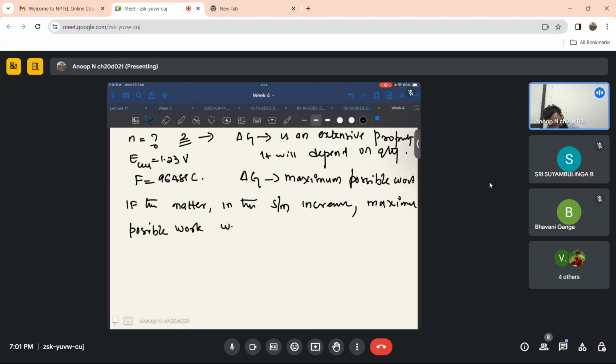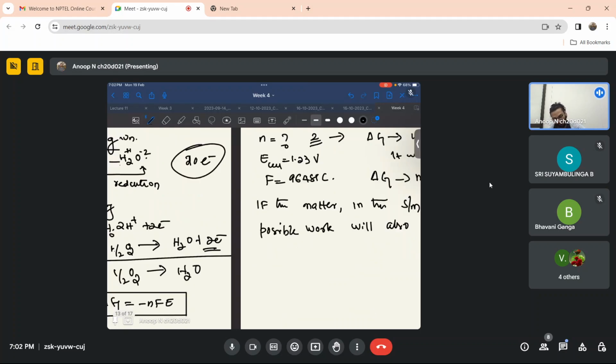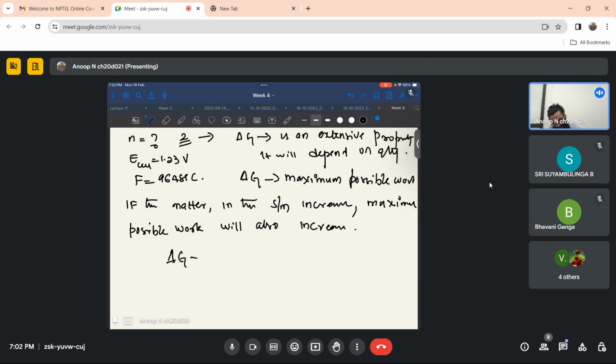So here you see, for one water molecule, we need two electrons. Here we produce 10 water molecules. That implies we need 20 electrons. So if you substitute that, delta G is equal to minus 20 into 96485 into 1.23. What will be the answer? That's why I put specifically this question. Delta G is an extensive property, so it will also depend upon the quantity. So here you have to take N is equal to 20. Please calculate and tell the answer.